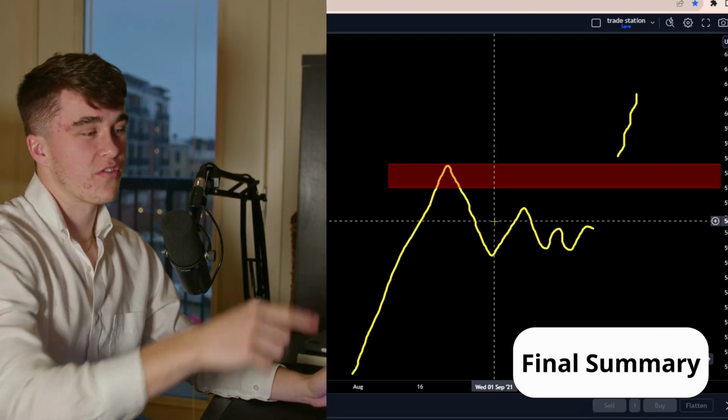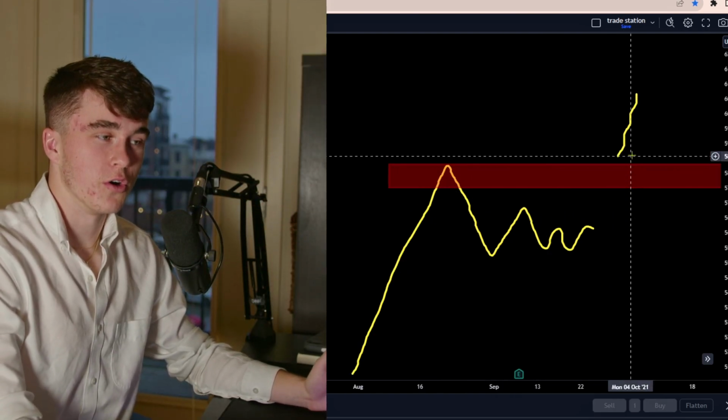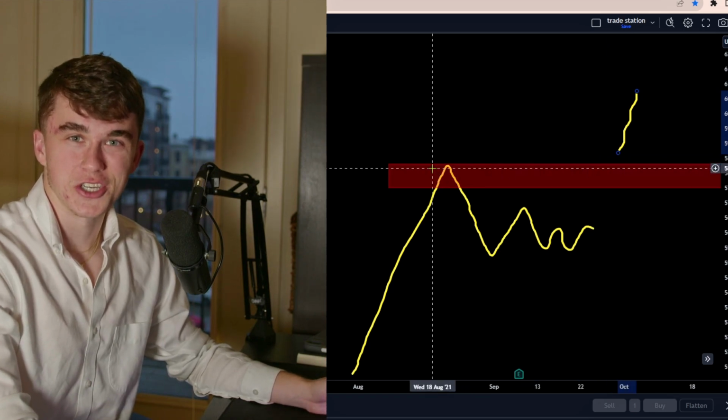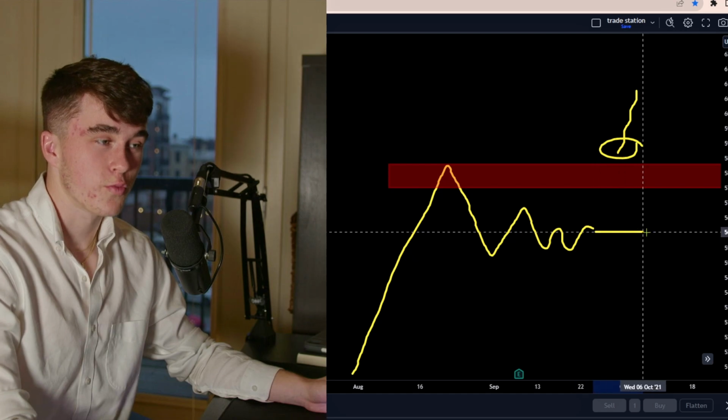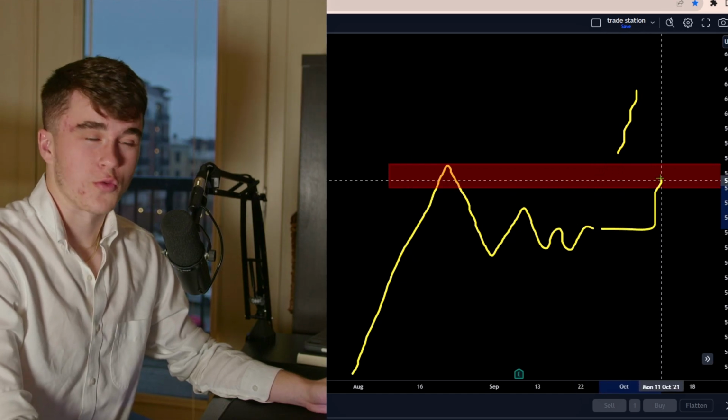Putting it all together, we're going to look for that major zone, this resistance here. We're going to look for a gap up above, and this initiates the strategy. Our first entry is going to be long on that market open in the direction of the gap. You always follow the direction of the gap.